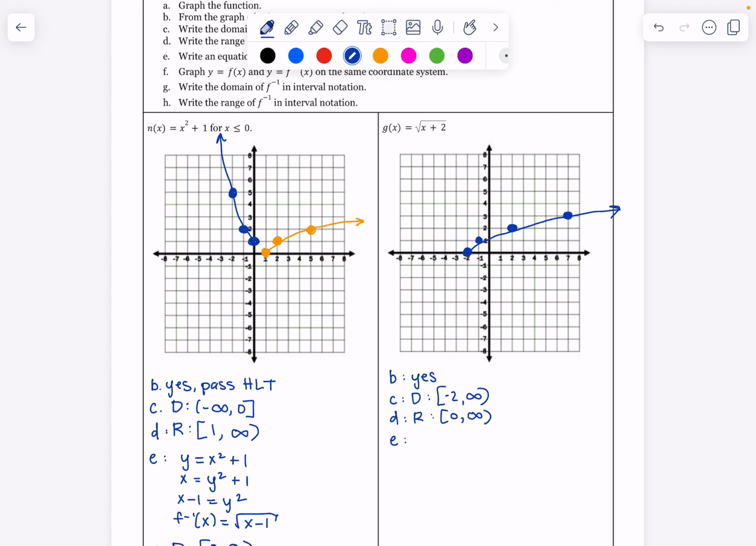E, we need to find the inverse function, so let's just go ahead and flip it. So we're going to have x equals the square root of y plus 2. So that would be x squared equals y plus 2, or the inverse of x is equal to x squared minus 2.